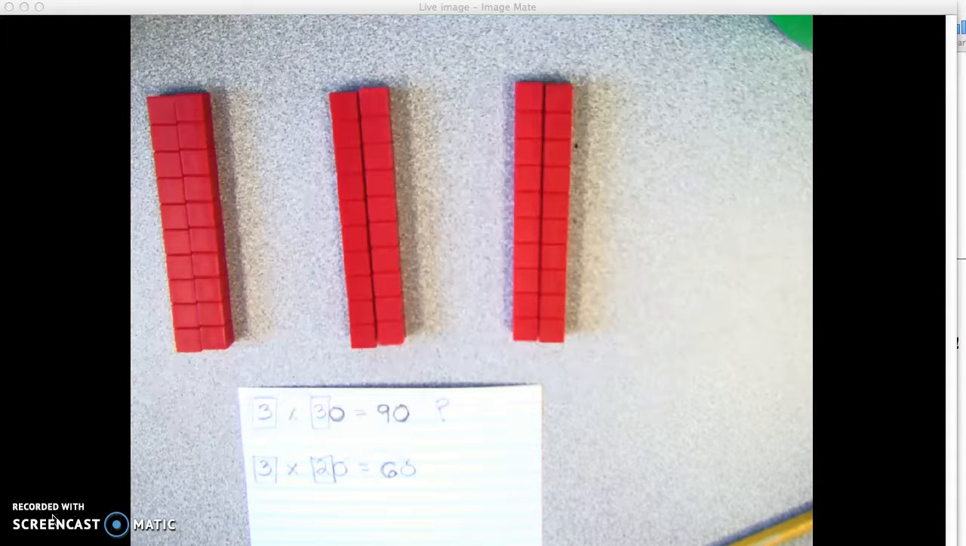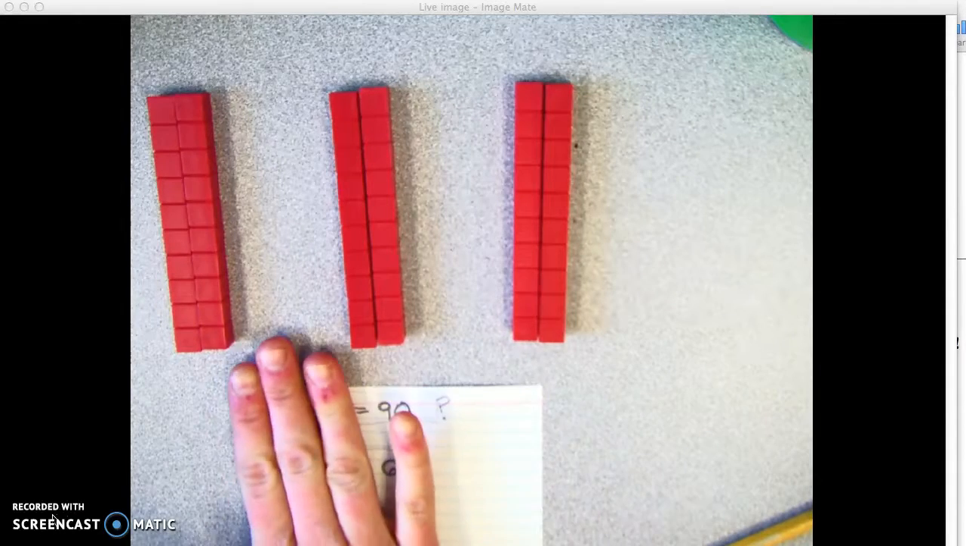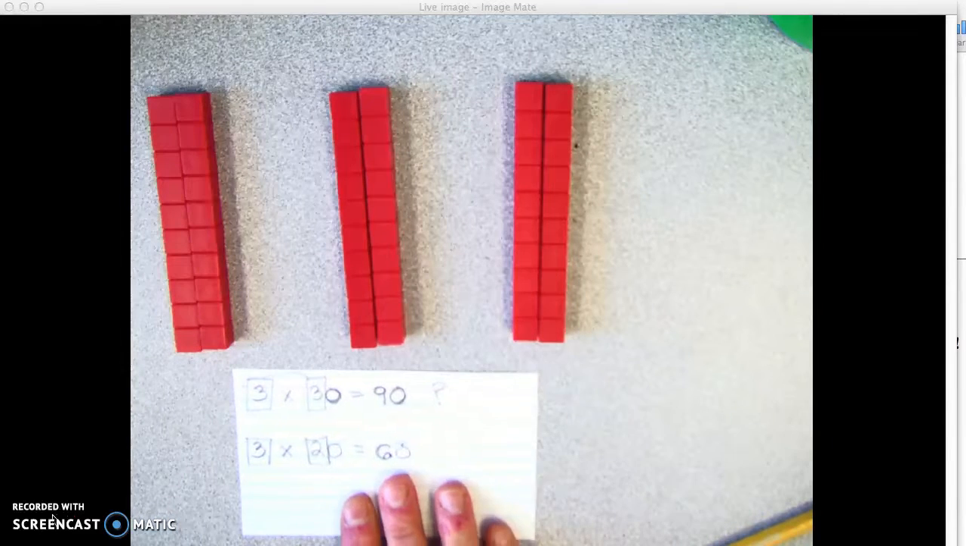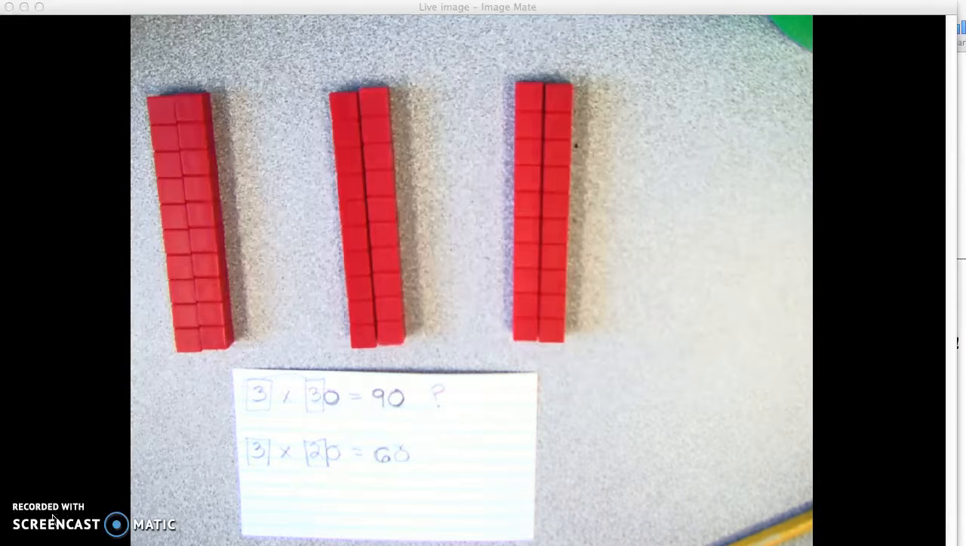We're going to continue on into the lesson where we look at how when we multiply by tens, there's a pattern where we put a 0 at the end. You can go on to the next activity.